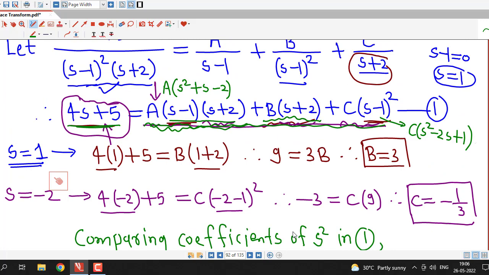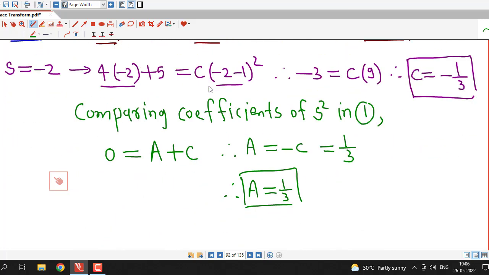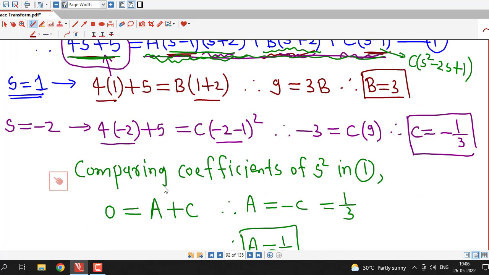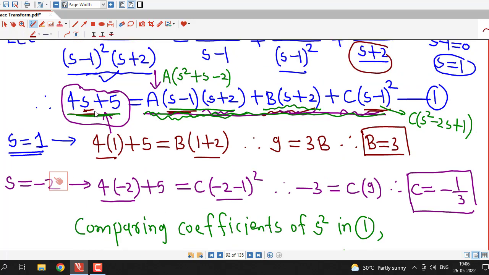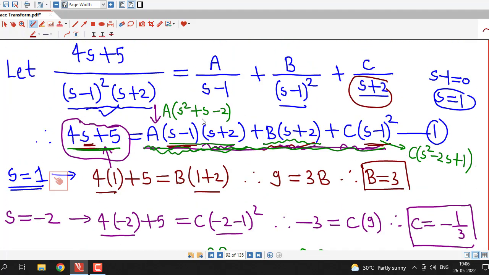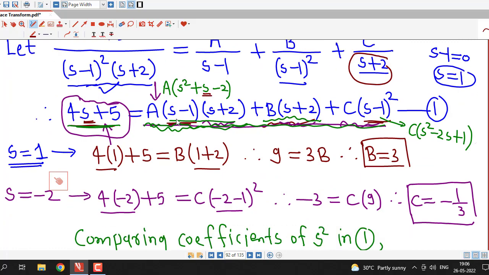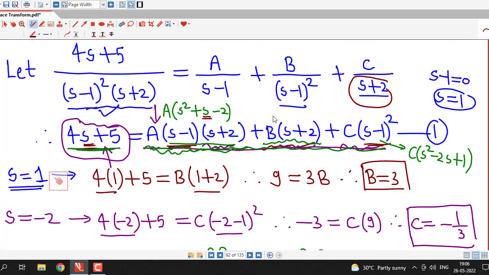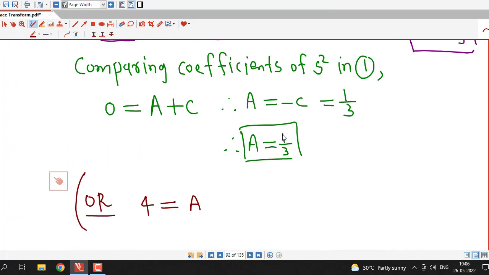If we wish, we can compare the coefficients of S also. Suppose I am comparing the coefficients of S, then also my answer must be the same. So for that we find the coefficient of S on the left hand side, that is 4. So here we write 4 equal to, in the first term the coefficient of S is A, so here we write capital A. In the second term we have a term containing S, and the coefficient of S is B, so therefore we have to write A plus B.